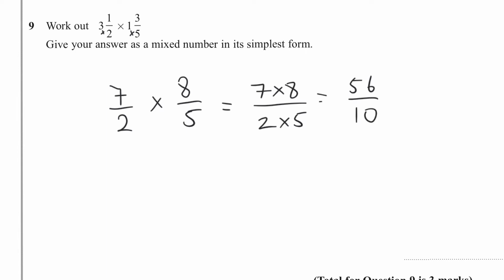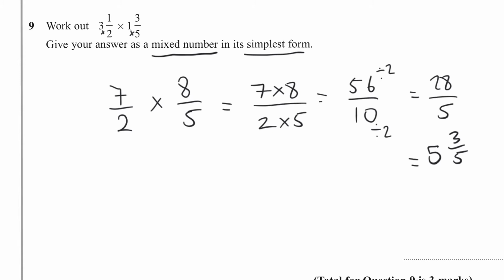It now says, give your answer as a mixed number in the simplest form. So first of all, 56 over 10, if we wanted to simplify it, we would divide both top and bottom by 2, which would be 28 over 5. To make that into a mixed number, you would think of how many times 5 goes into 28. And so that would be 5 times with 3 over 5. So it will be 5 and 3/5.